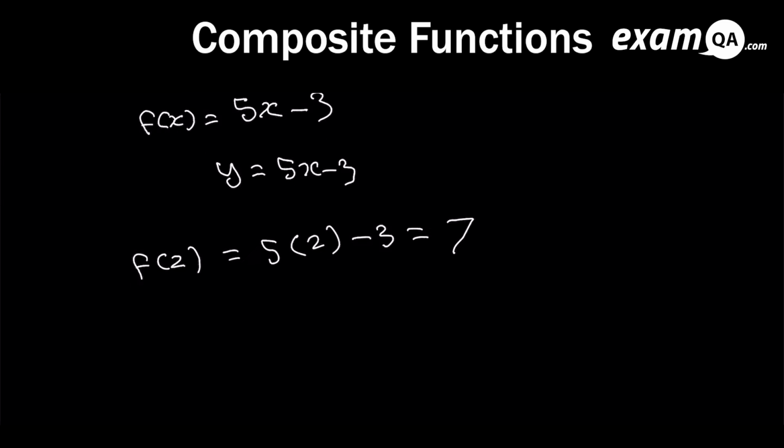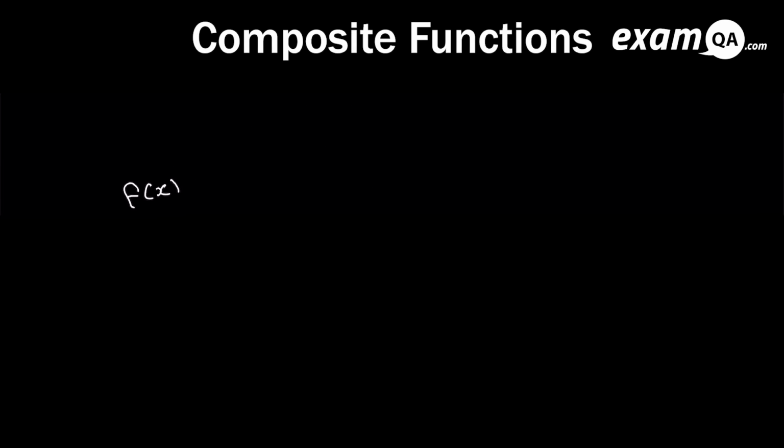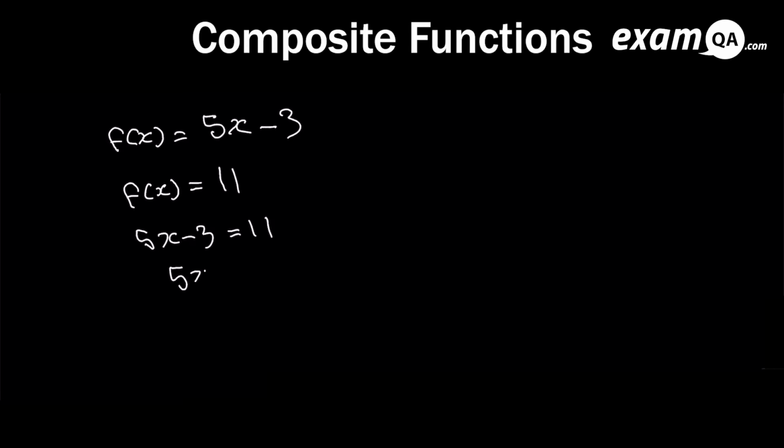And one more thing, what does this mean? In this case, it means get the whole f(x) function and equate it to 11. So in this case, f(x) is 5x minus 3, so I'll simply say 5x minus 3 equals 11. And you can simply solve that linear equation. Just move the minus 3 to the other side by adding 3, and finally dividing by 5.